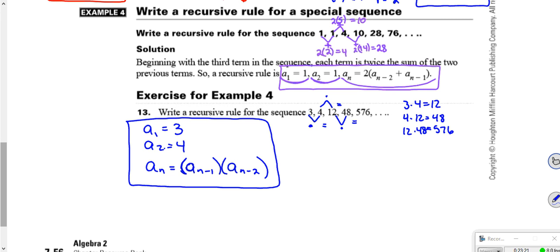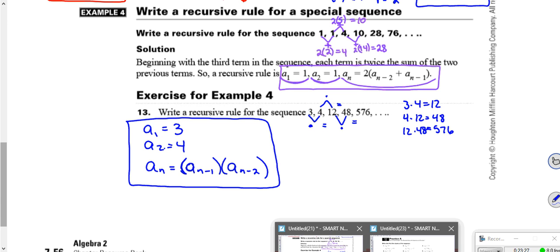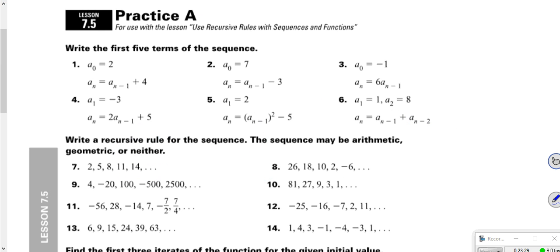All right. Let's move on and look at practice A. Let's do a couple of these. 1 through 6, it says write the first 5 terms of the sequence. So first of all, number 1 is a basic arithmetic sequence. How do I know that? Because we are just adding 4 to get from one term to the next.